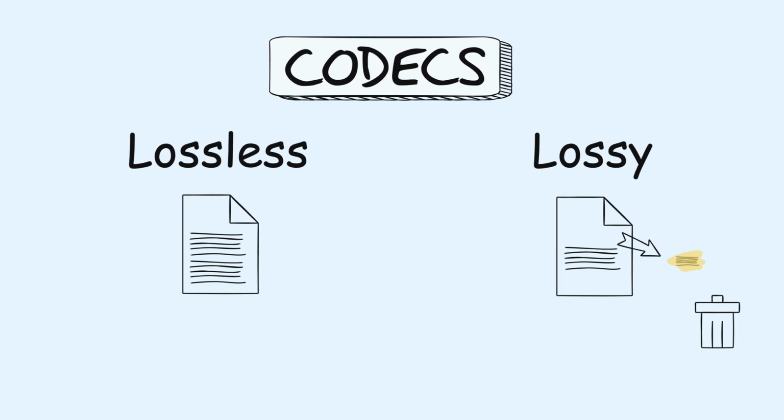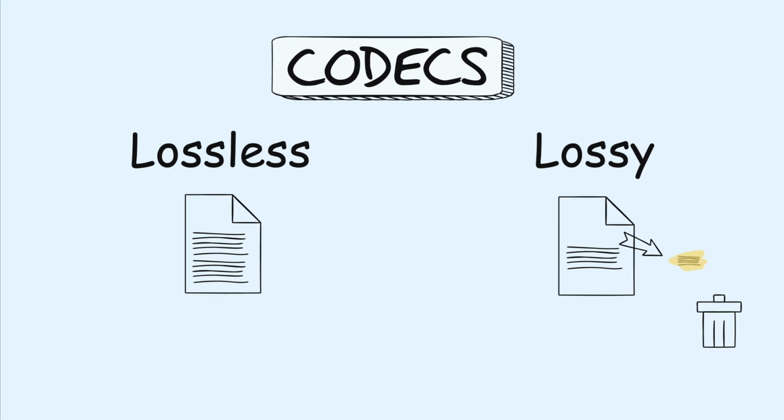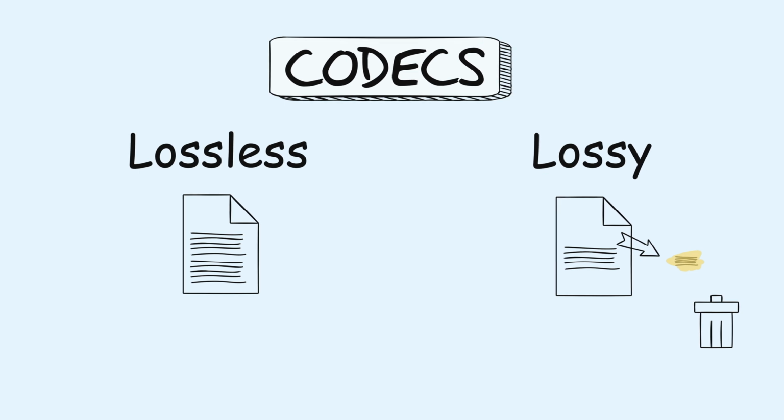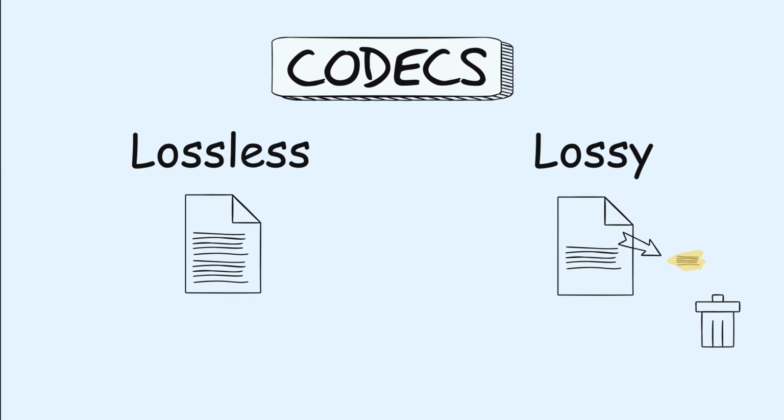In this section, we'll discuss two important types of codecs: lossless versus lossy, and intra-frame versus inter-frame. First, let's start with lossless and lossy codecs. Lossless codecs are designed to compress digital media files without losing any data. This means that the compressed file will be identical to the original file in terms of quality and resolution. Lossless codecs are often used for archiving or preserving high-quality digital media files such as uncompressed video or audio.